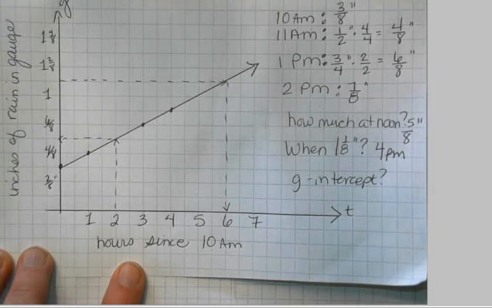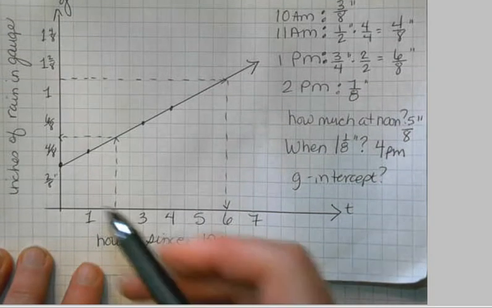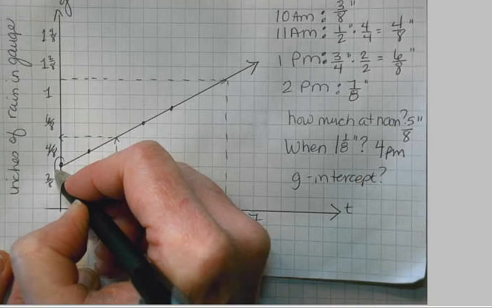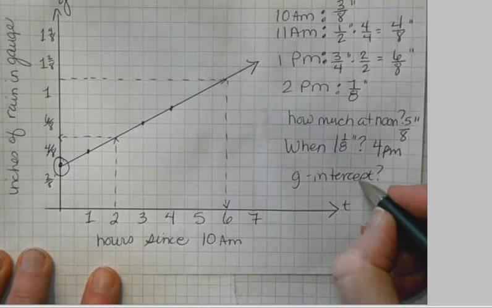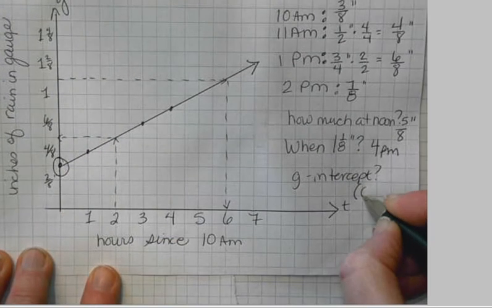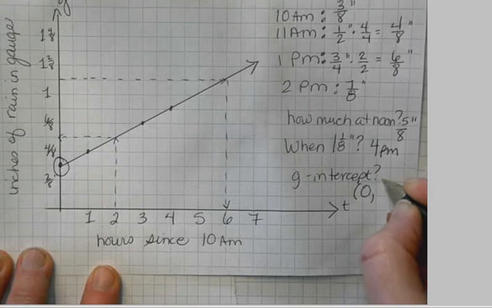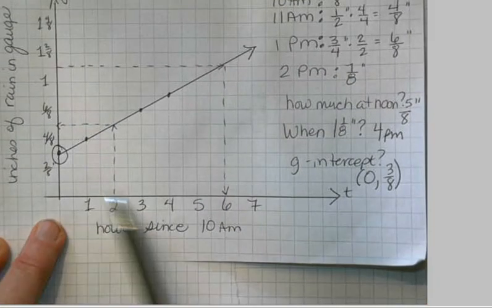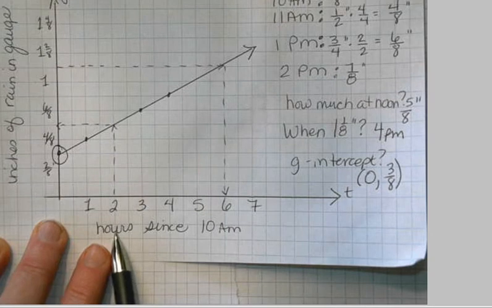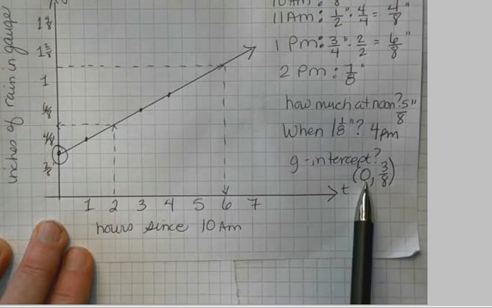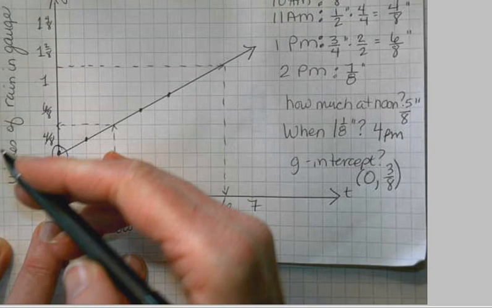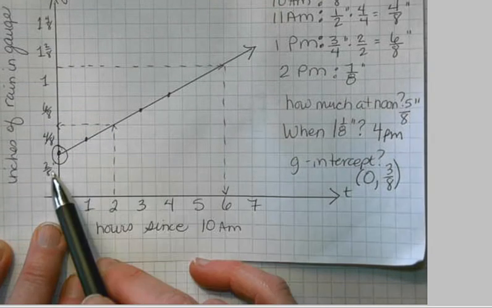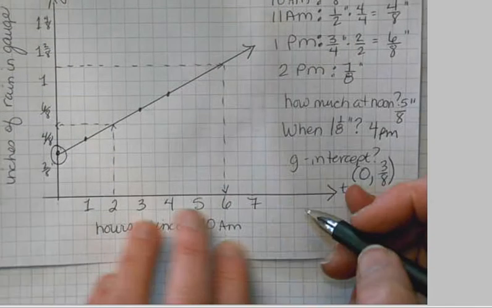And then the final question about the g-intercept. Remember, the g-intercept is where my line is going to hit my g-axis. So that point is right there. So the g-intercept itself is the ordered pair (0, 3/8). And if you remember from when we created this, this is hours since 10 a.m., so 0 hours since 10 a.m. tells us that at 10 a.m. there was how much rain? Well, 3/8 of an inch, and that was actually one of the data points we plotted.